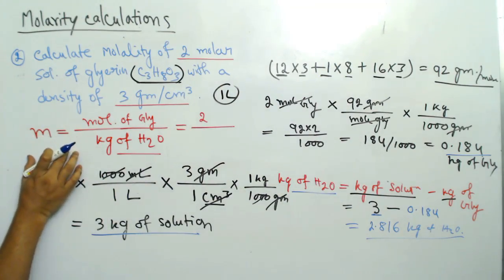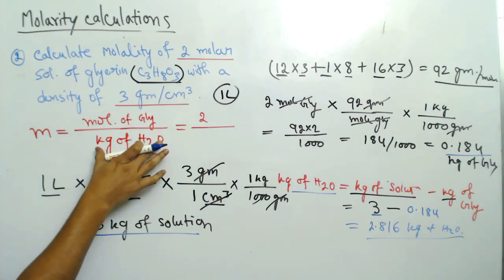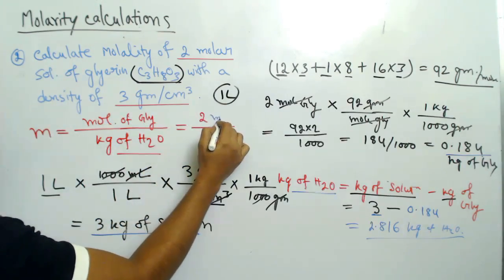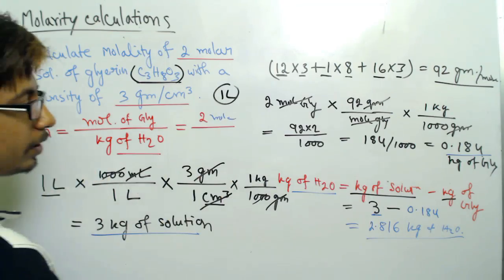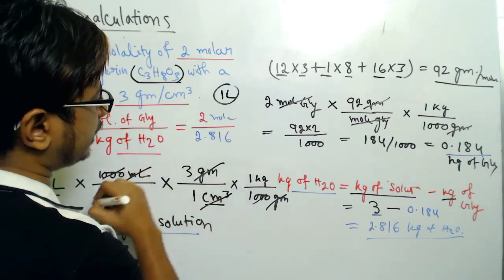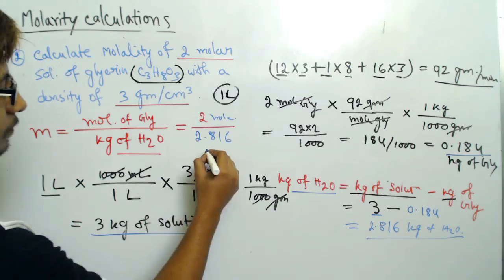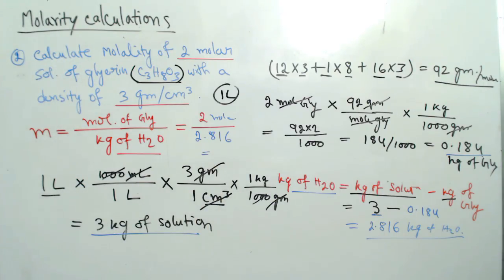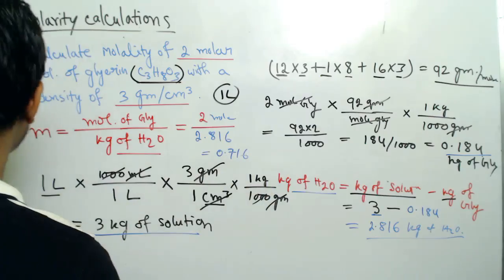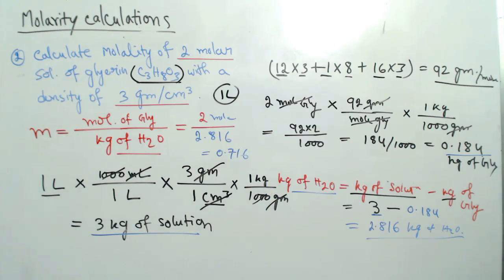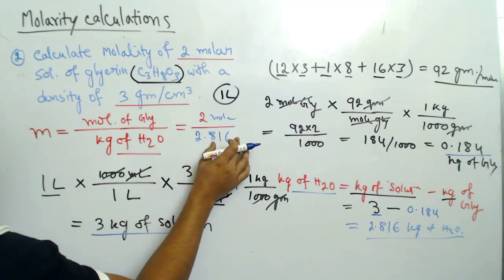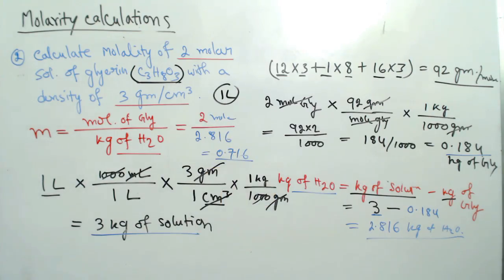And remember now the actual formula, molality equals mole of glycerin by kilograms of water. The mole of glycerin is 2 mole, which is already provided earlier, and the kilogram of water we just calculated, 2.816. So what is going to be the answer? 0.716. This is going to be the answer in our case. Kilogram of water, 2.816 in here. So yeah, 0.716 molality. So this is going to be the molality for this solution.